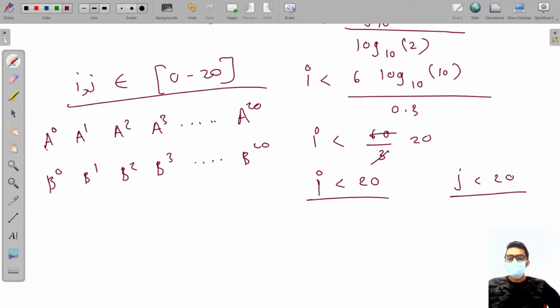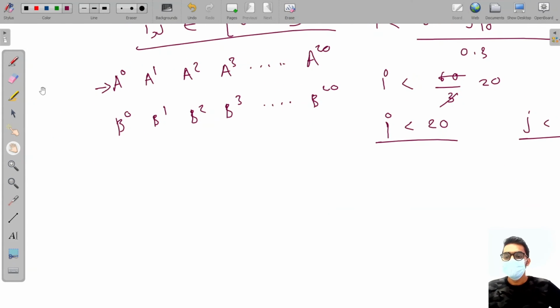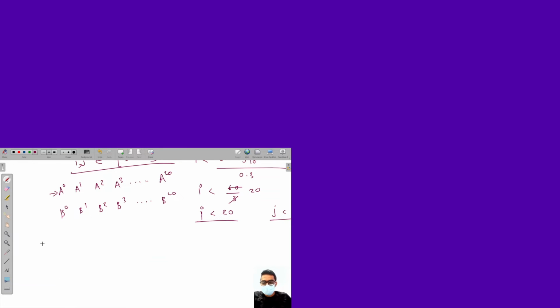So this a raised to 0 can make a combination with all of these. This 1 makes a combination with all of these. This 2 makes a combination with all of these. 3 can also make a combination with all of these. For achieving these combinations, we are not going to use the power function. We are going to use a for loop here. Let's see some pseudocode type for loop.